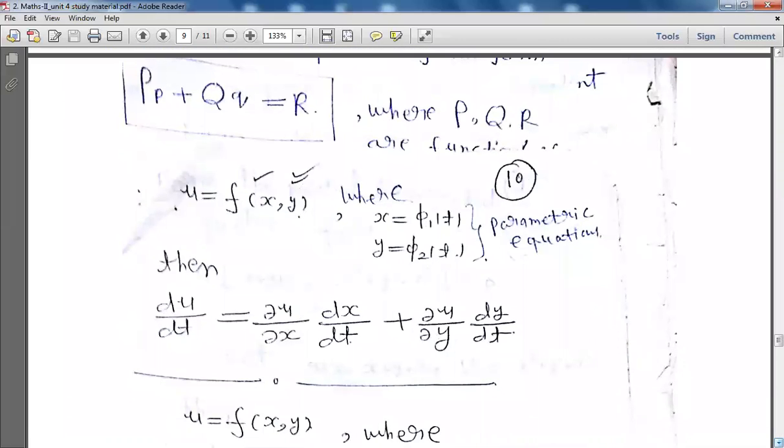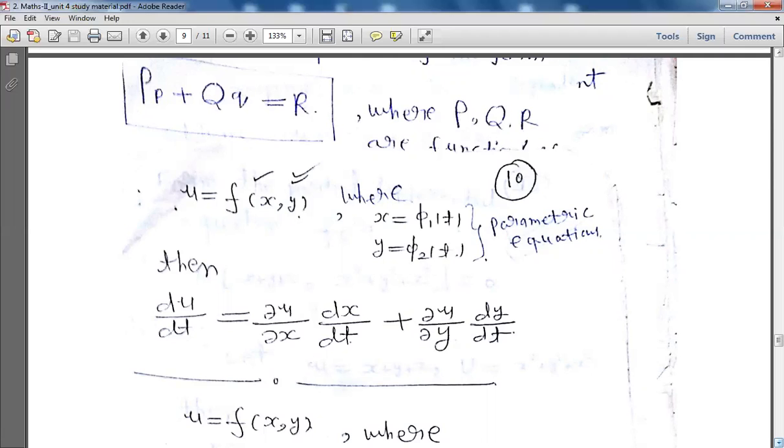Next, we shall represent parametric equations of a function. Sometimes problems involve the use of parametric equations. If u is a function of two variables x and y, written as u equal to f of x, y, where x is a function of t, phi 1 of t, and y is also a function of t, phi 2 of t. So these two equations are called parametric equations, and the new variable t is called the parameter. Then we can find the total differential coefficient du by dt.